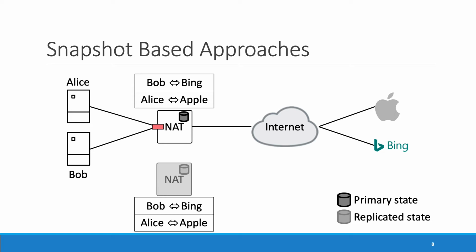Some approaches take snapshots per packet. Others may take snapshots periodically. While taking the state snapshots, the middlebox operation stalls.